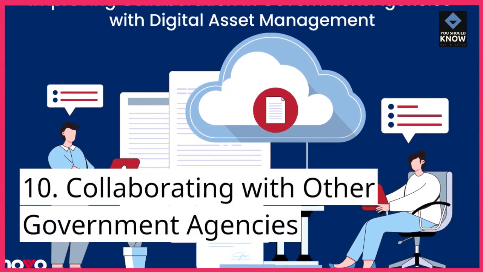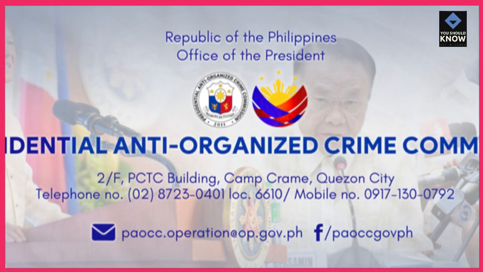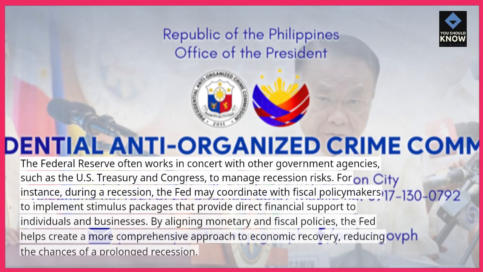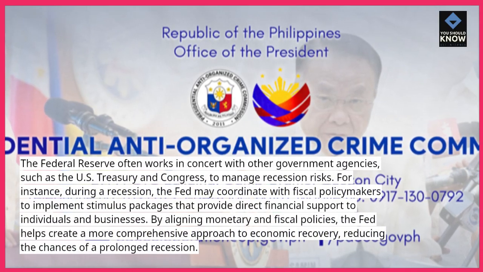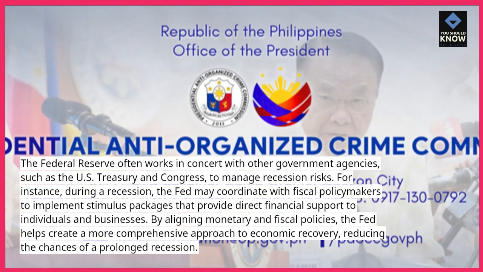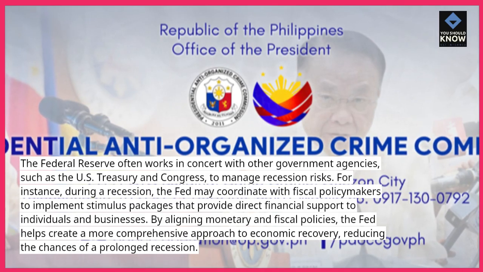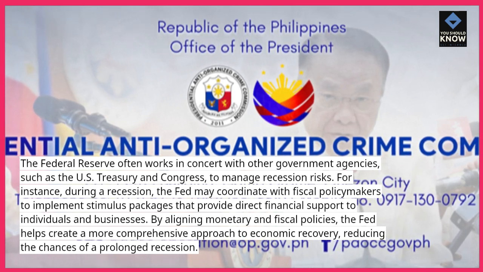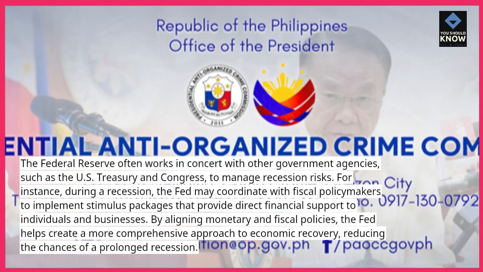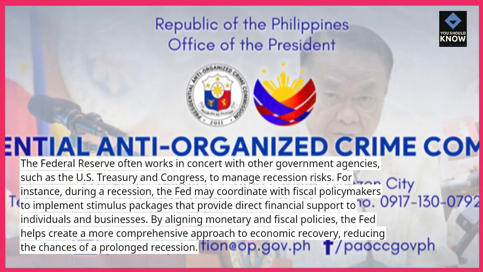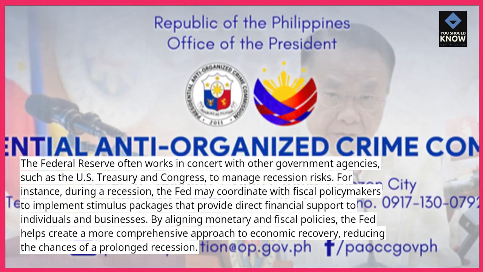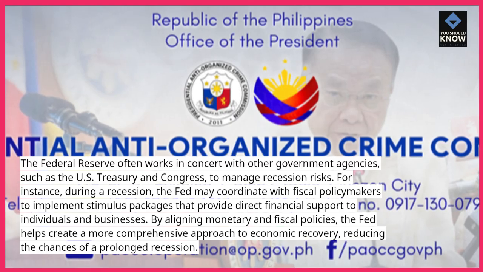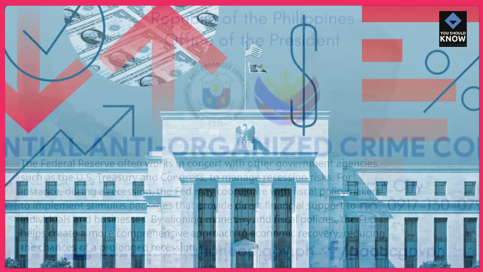10. Collaborating with other government agencies. The Federal Reserve often works in concert with other government agencies, such as the U.S. Treasury and Congress, to manage recession risks. For instance, during a recession, the Fed may coordinate with fiscal policymakers to implement stimulus packages that provide direct financial support to individuals and businesses. By aligning monetary and fiscal policies, the Fed helps create a more comprehensive approach to economic recovery, reducing the chances of a prolonged recession.